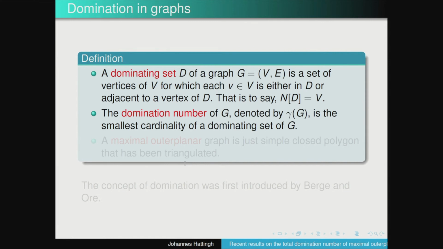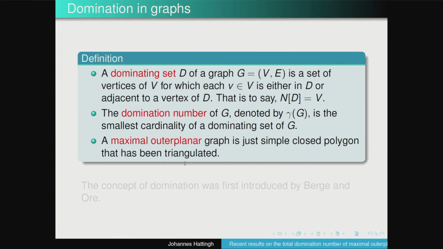And then we all used to the definition of a maximal outerplanar graph. And then the concept of domination was first introduced by Berge and Ore, right? So that's dominating set. Of course, you don't have to have a vertex inside the set dominated by something inside the set, right? So there's no guarding of vertices here.